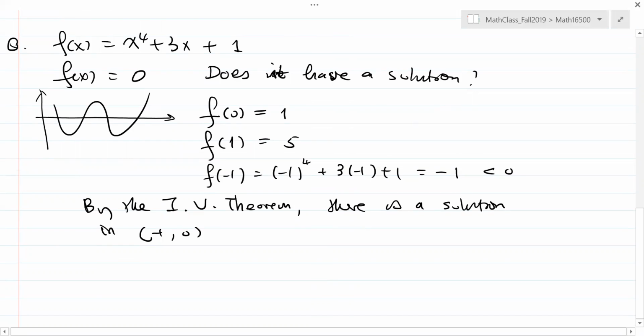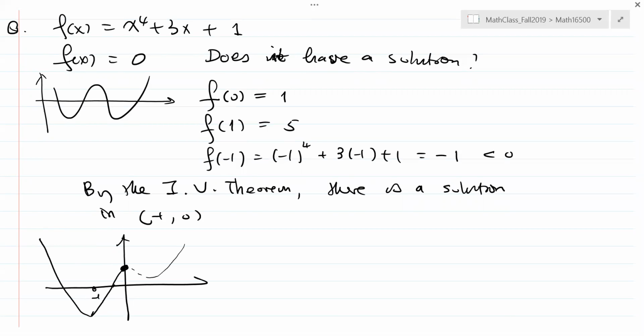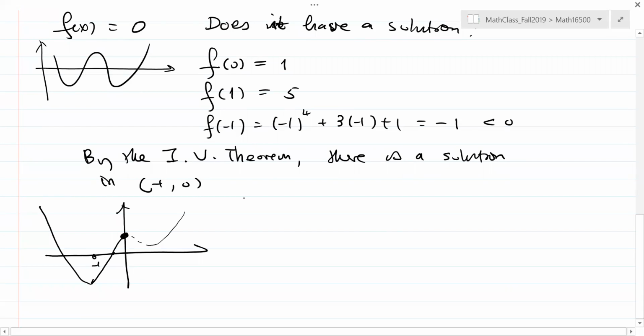Let's draw the graph. When x equals 0, f is 1, right? It's passing through this. When x equals negative 1, it's negative, so it's going through that. So I'm pretty sure it does still have to go up. Okay, it goes up, and maybe the other place it looks like that. It's possible there are no others. Yeah, you only got 2 x-intercepts. It's possible. So let's try f of negative 2.